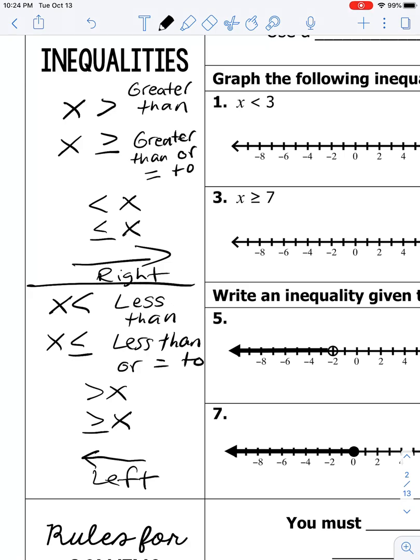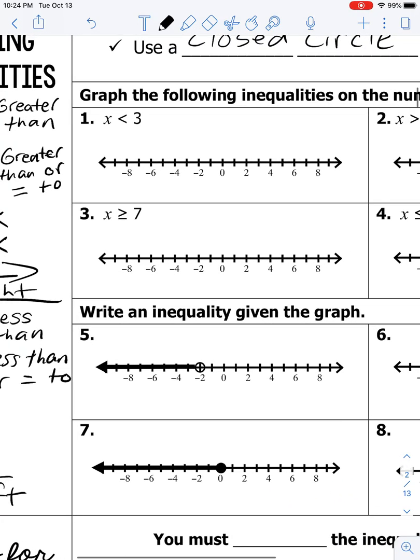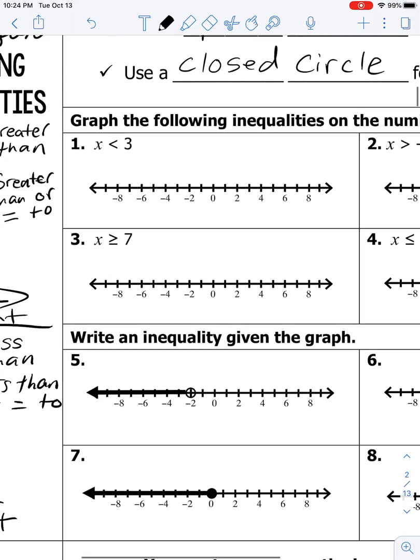So I want to make sure that's really clear. Okay? When the big mouth is facing the X, it doesn't matter whether the X is on the left or on the right. You're always going to shade right. When the pointy part is facing the X, no matter what your answer is, you're always going to shade left. All right? So let's look at number one. According to what we just went over, the pointy part is facing the X, right? So obviously, we're going to shade left.